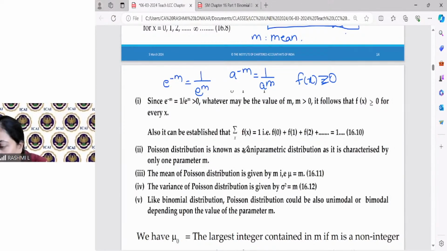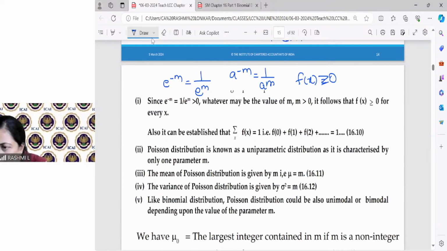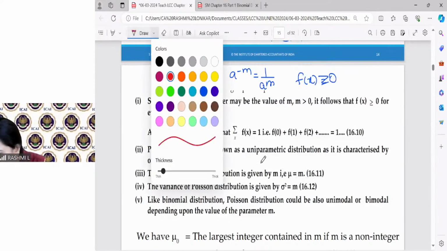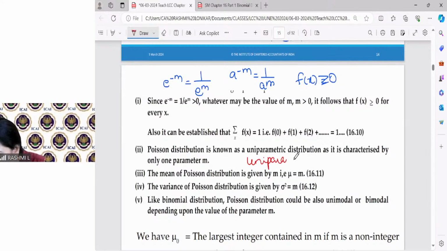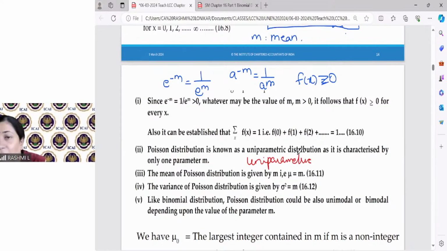The Poisson distribution is known as uniparametric. This means it is defined by only one parameter. What is that one parameter? It is m. The mean of the Poisson distribution is given by m, that is mu is equal to m. And the variance is also m. So the mean and variance of a Poisson are equal, which is equal to m.